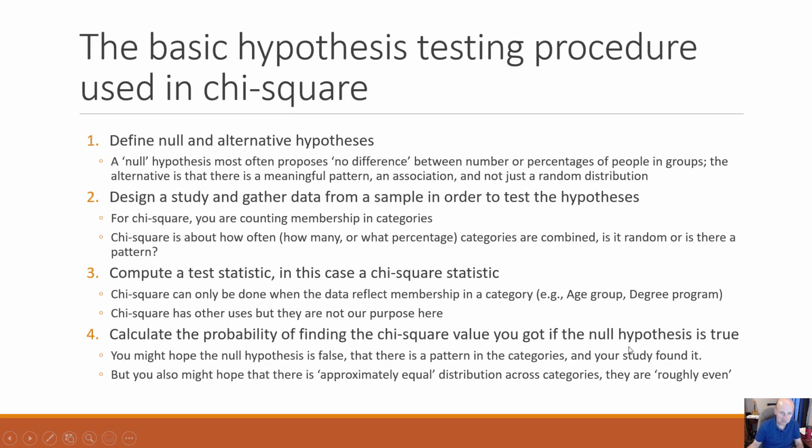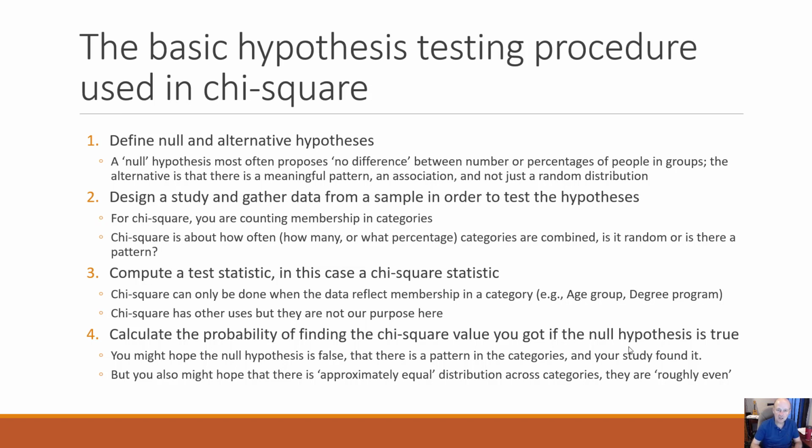We're using the basic hypothesis testing procedure here. So first we will define the null and alternative hypotheses, then we'll design a study to gather data, test it, and then calculate its probability. So a null hypothesis within a chi-square is often that there's no difference, but it's between the number or percentage of people in a group.